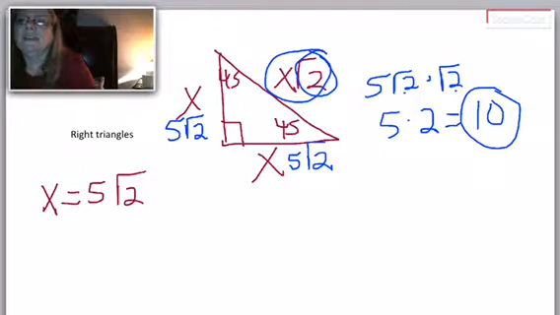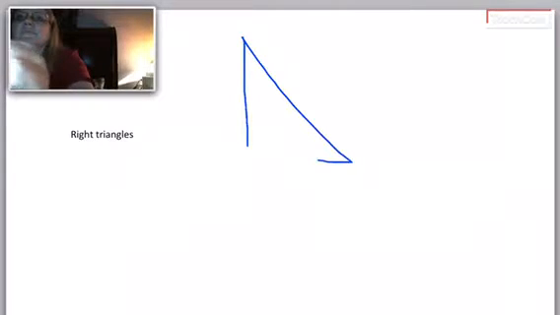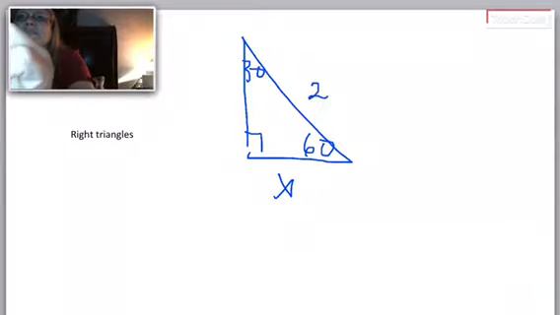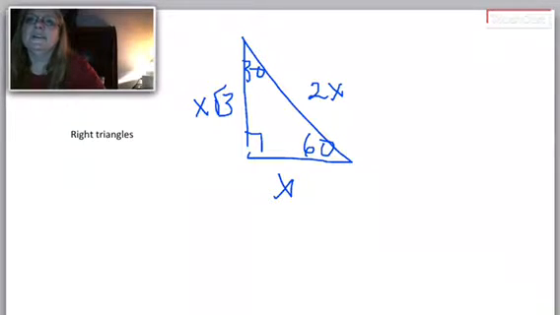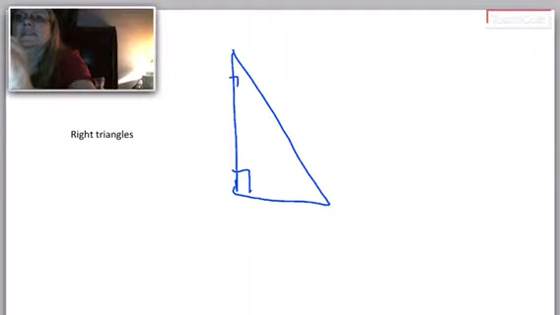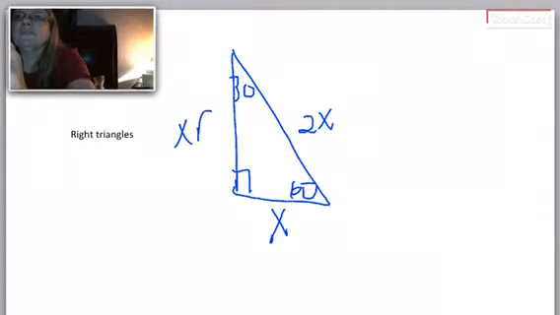Now let's briefly look at the 30, 60, 90 triangle. The pattern that exists in the 30, 60, 90 can be described with x across from 30, 2x across from 90, and x times the square root of 3 across from 60. And so again, everything is kind of the same. You have to be given one of these sides. Let me draw it again: 30, 60, 90, x, 2x, x times the square root of 3.